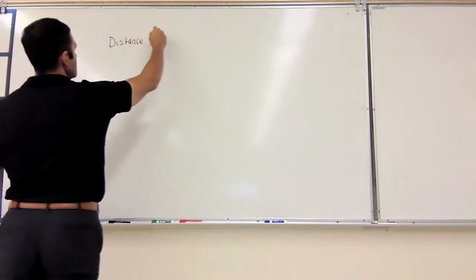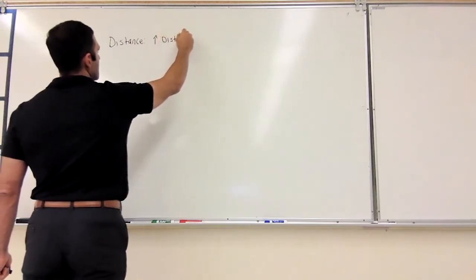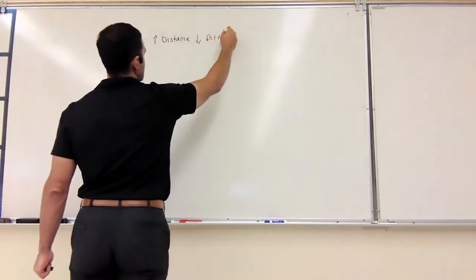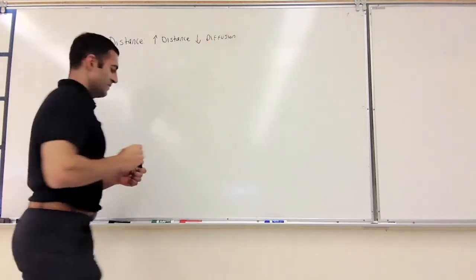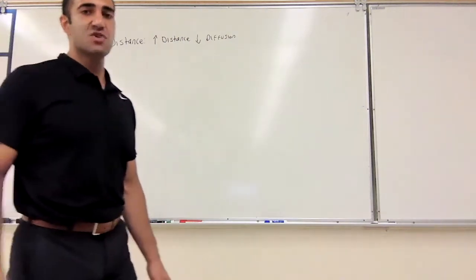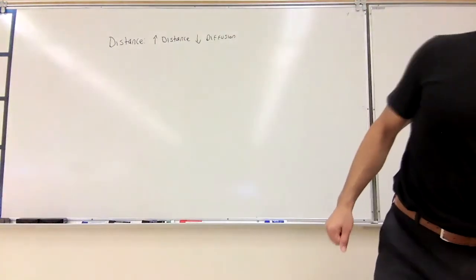The greater the distance, the lower the rate of diffusion. Meaning that the further the distance it has to travel, the slower it's going to take to get there. That makes sense.